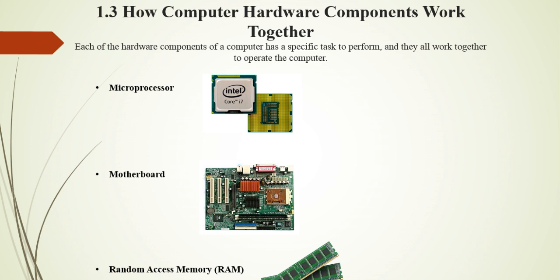Random access memory, also known as RAM, is a short-term memory that the computer uses whenever it is performing calculations. We can't store files there because the RAM is cleared when you shut off the computer.